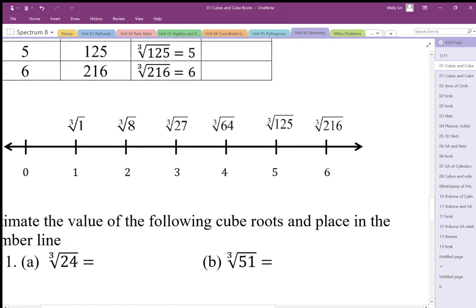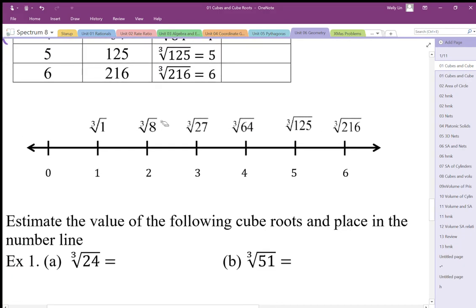So I put these on a number line. On the top is the cube root scale. Along the bottom is the whole number scale. Okay, so if I want to know where the cube root of 24 is, well, I know that it's got to be bigger than the cube root of 8.